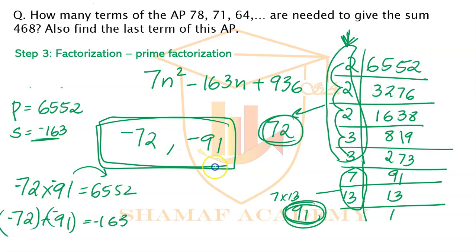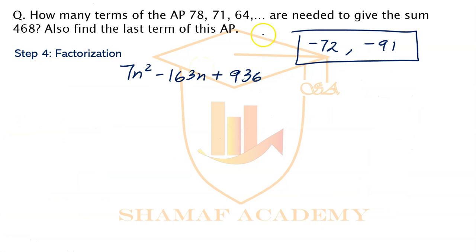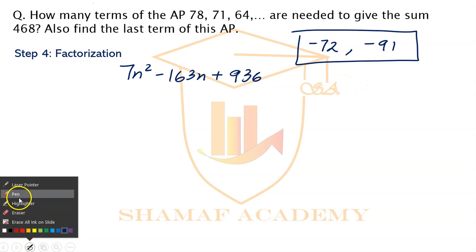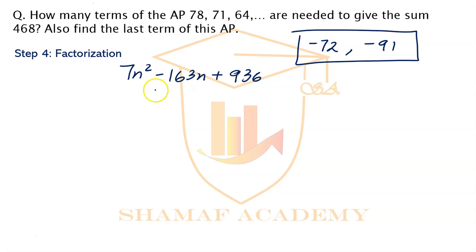In the next step, we are going to use these two numbers in our factorization. We are now going to factorize with these two numbers that we have found out in the last step. Now, we are going to split. This method is called splitting the middle term. Split the middle term. And which is our middle term? Right here, this one. Negative 163.